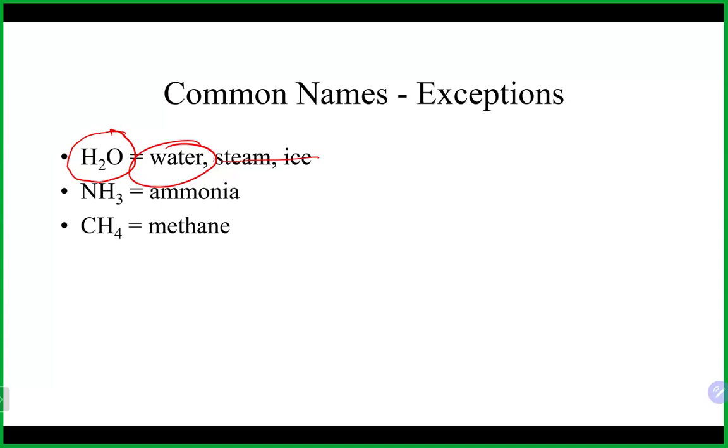CH4 is the simplest organic molecule you could have. That is methane. That is the stuff that comes out of your Bunsen burner gas thing where you light it, right? So that is the gas that you set on fire, is methane. So any of these 3, you should roll with these names if you do see them.